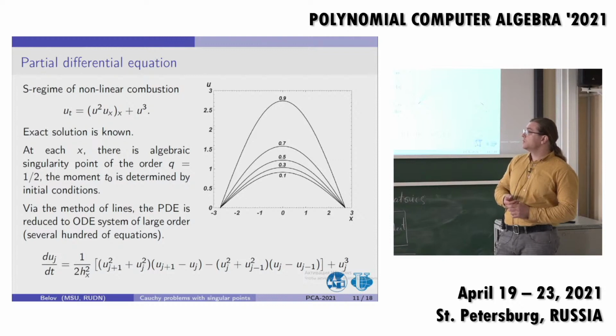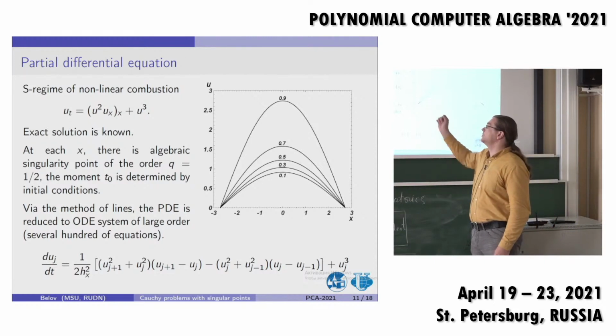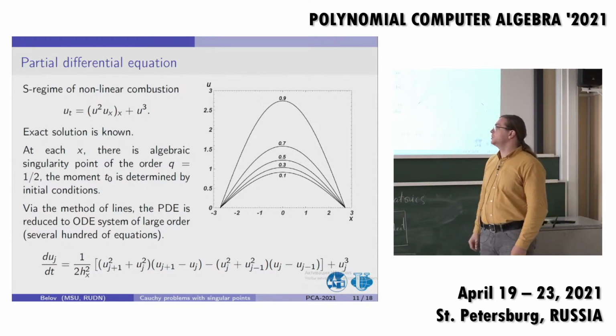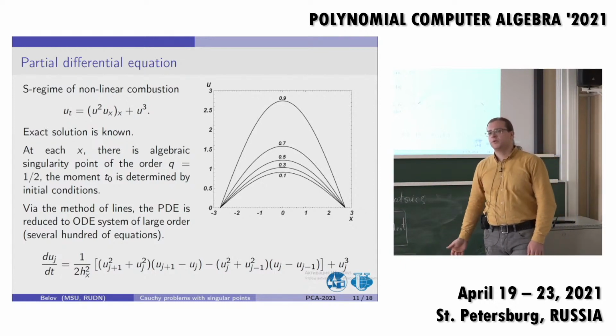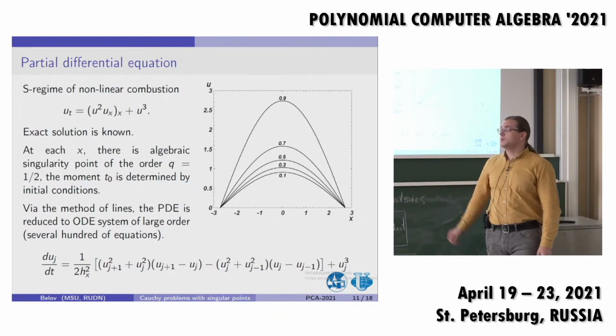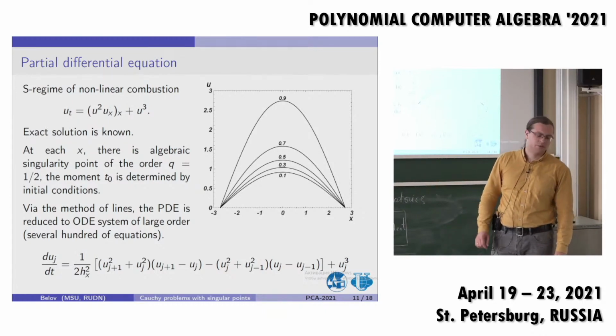Using the method of lines, we reduce the partial differential equation to a large system of ordinary differential equations. Namely, we write a finite difference approximation of the spatial operator and preserve the differentiation in time. To obtain reasonable accuracy, we have to take a very large number of spatial nodes, and the order of this ODE system is also very large, several hundred components.